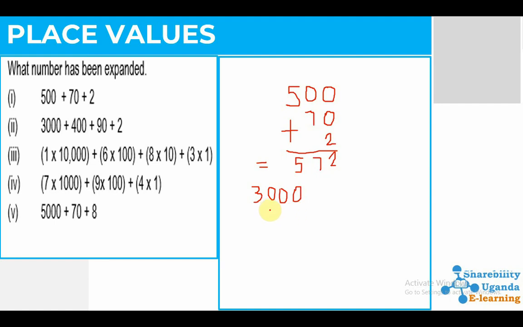3,000 plus 400 plus 90 plus 2. So we can use this method. We say 0 plus a 0 plus a 0 plus a 2, we get 2.